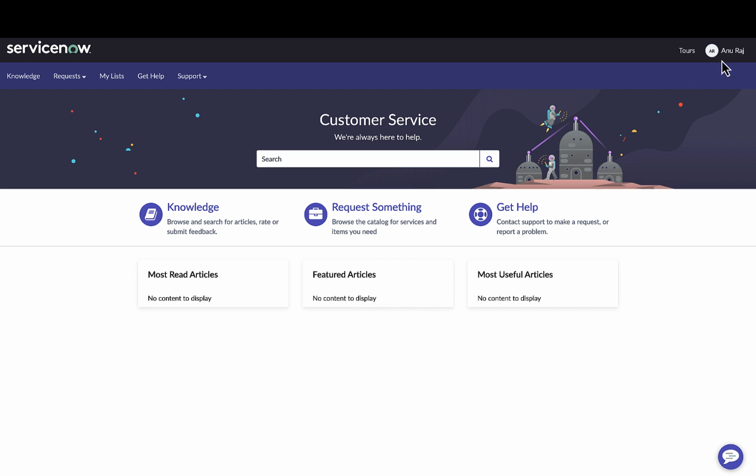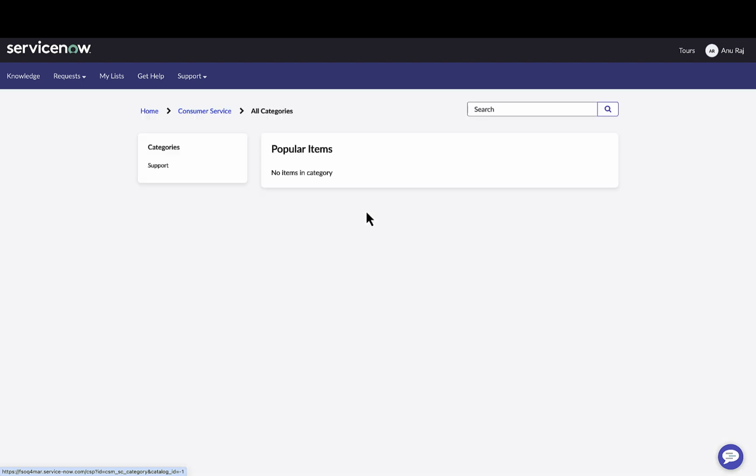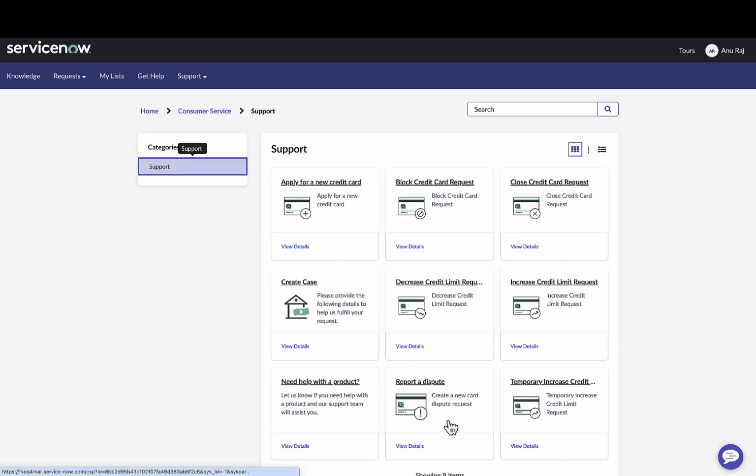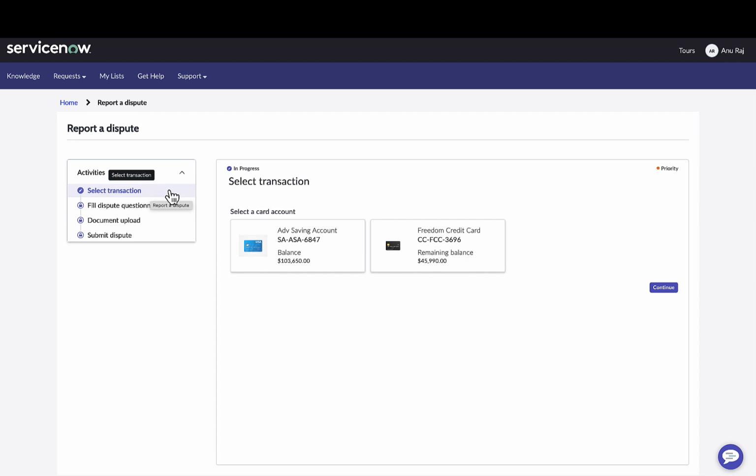Here we are logged in as Anu Raj, as he starts on the customer service portal of his bank, wanting to submit a dispute. He navigates to request something and ultimately report a dispute. As you can see here, a playbook for the cardholder populates here on the left, showing the cardholder the 4 steps they have before submitting their dispute.